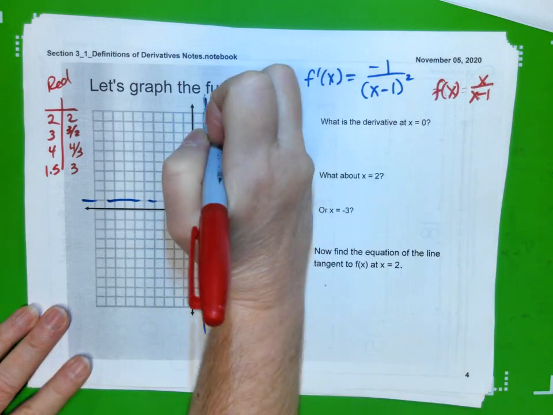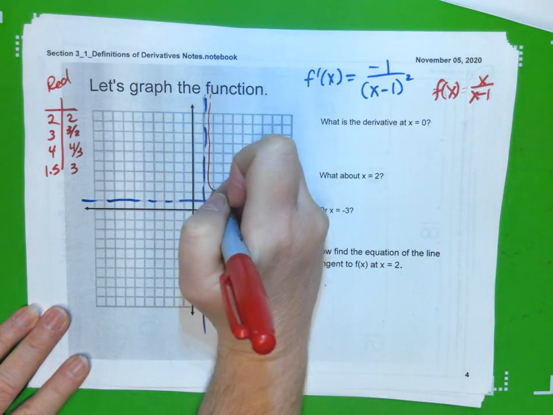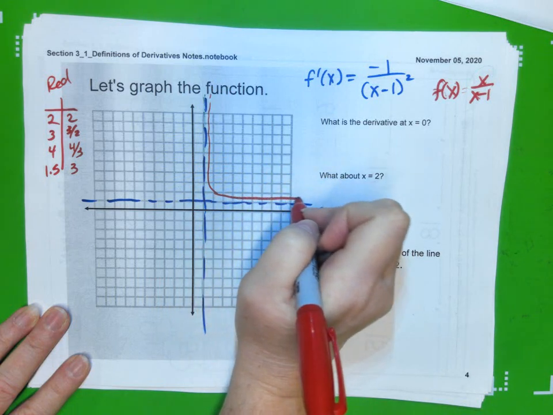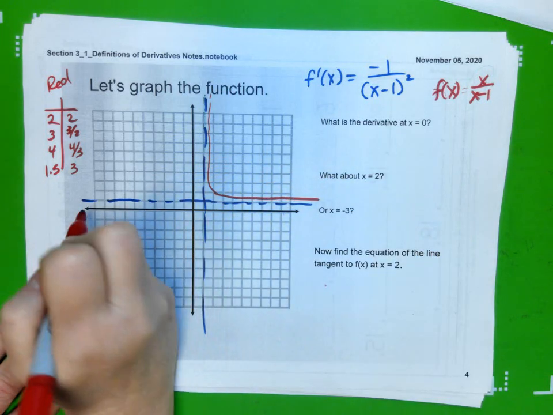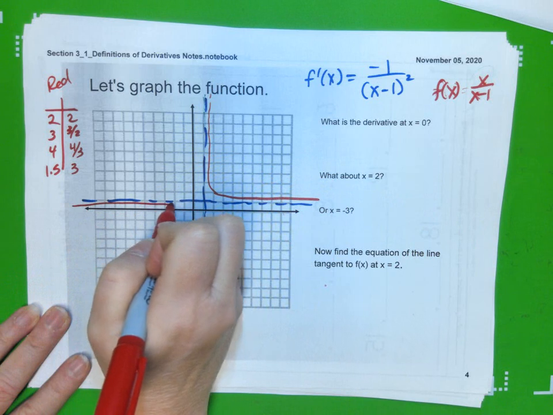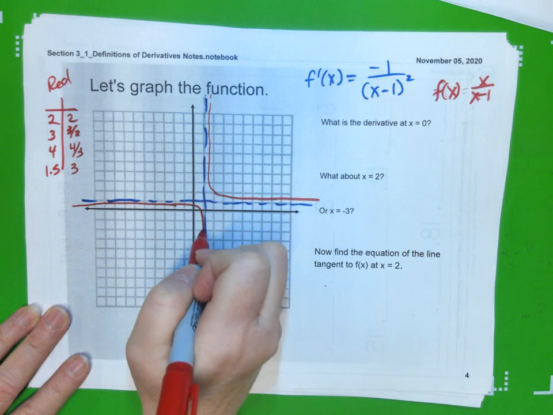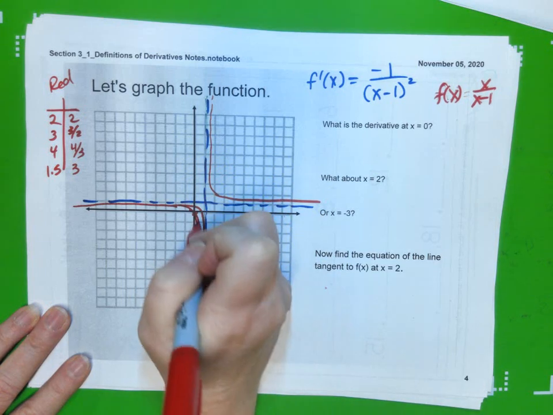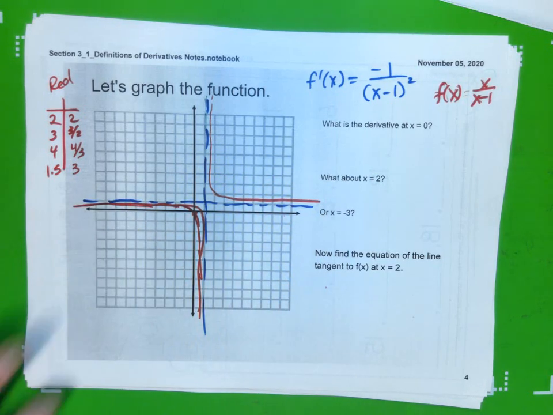So my graph looks like this. 2, 2, yep, and goes like this. And over here it does this. Trust me. Oops, it should have gone through there. There we go, right through there. Okay, there's my graph. Everybody cool with that? Trust me, it works.